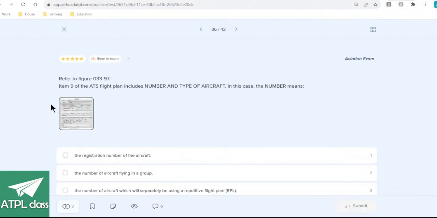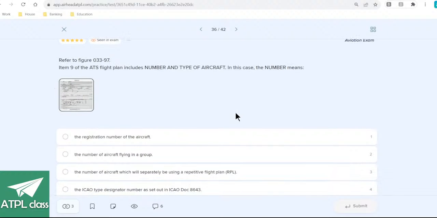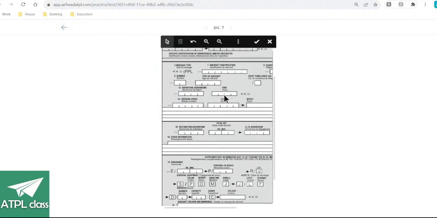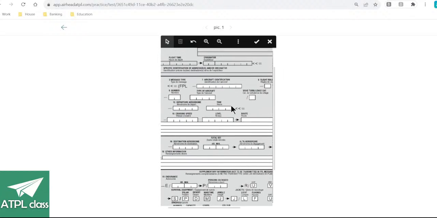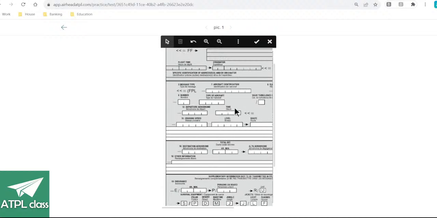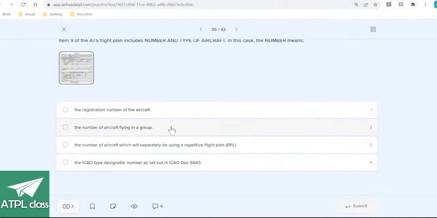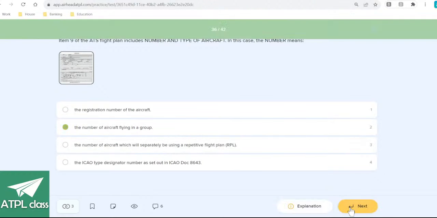Item 9 of the ATS flight plan includes number and type of aircraft. In this case, the number means item 9. Oh, that's if you're doing formation. Number of aircraft flying in a group, the number will be used separately for formation flying.